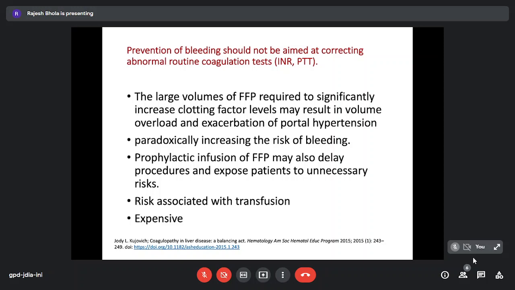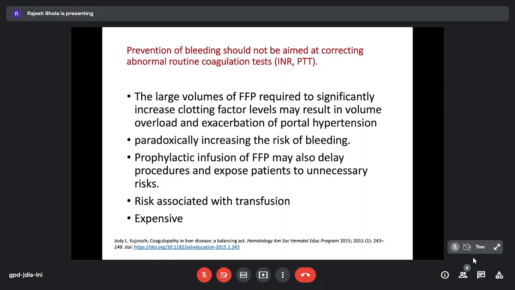And what will happen if you try to correct an abnormal routine coagulation test in liver disease is that a large volume of FFP is required to significantly increase the clotting factor levels. And because of this large volume, it will lead to volume overload, and volume overload will lead to exacerbation of the portal hypertension. So that can further increase the bleeding risk paradoxically.